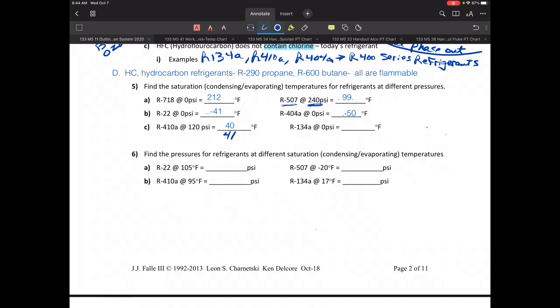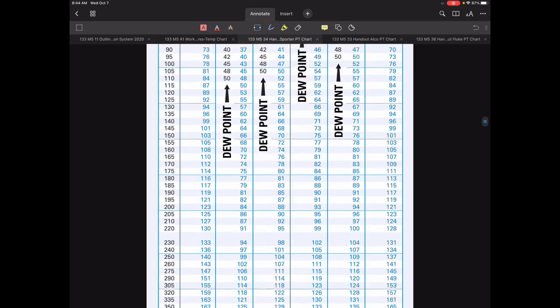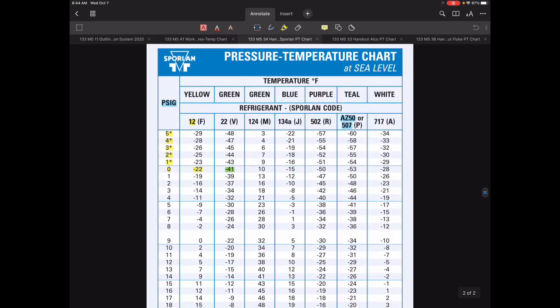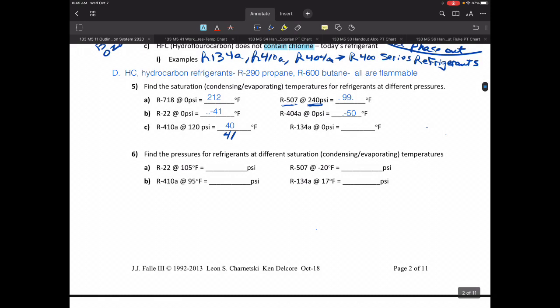R134A at 0. Let me go back to the standard Sporlan. 134A, let's see, it's not on this one, maybe it's on the next one, and of course it's the one identified as blue. Right up here, you'll notice that 134A at 0 is listed as minus 15. So I'm going to go back to my module and put that in there.